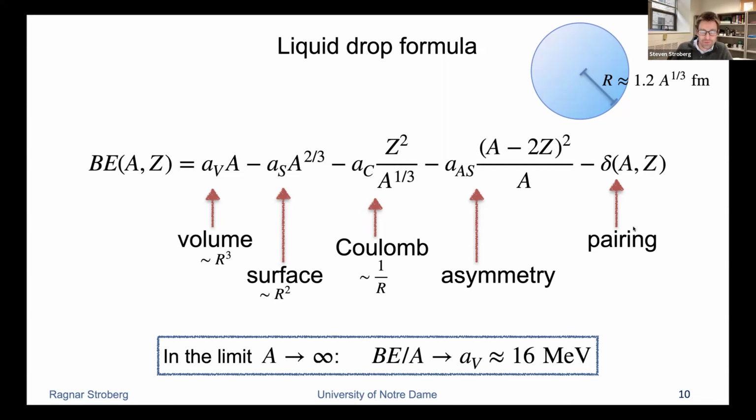So with those 5 terms, basically 5 parameters, 1, 2, 3, 4, 5, you can describe the binding energies of nuclei remarkably well. But we're interested in nuclear matter. So there we want to take the limit of an infinite number of particles. So then if we just divide everything by A, we talk about the binding energy per particle. All of these other terms, if you divide by A and then take the A goes to infinity limit, go away, and you're left with just this volume term, which if you fit it to nuclear data is about 16 MeV.